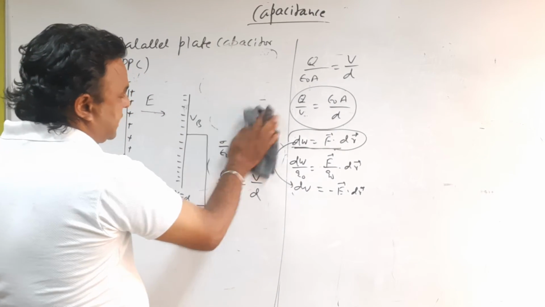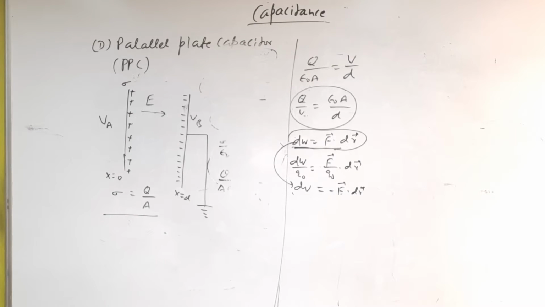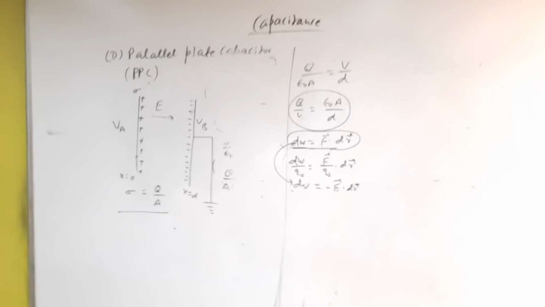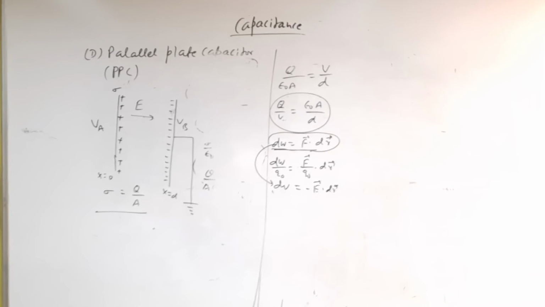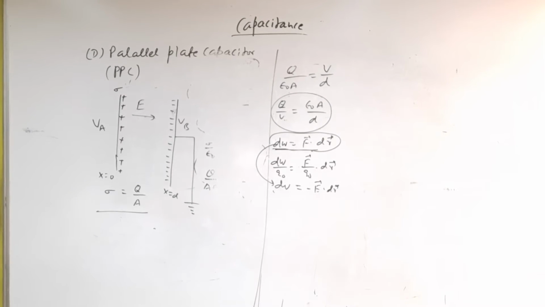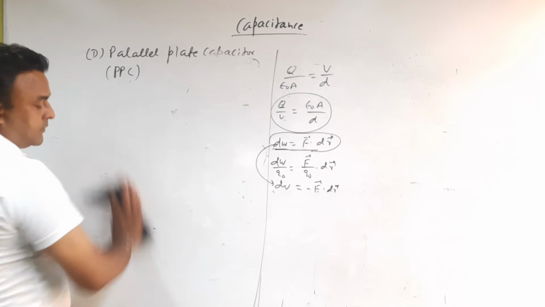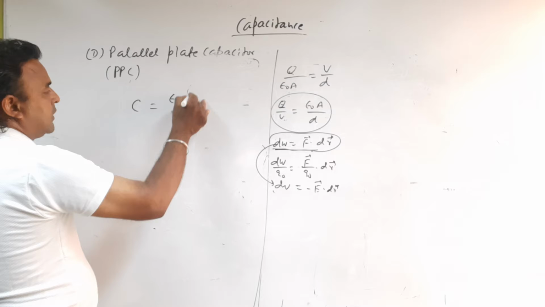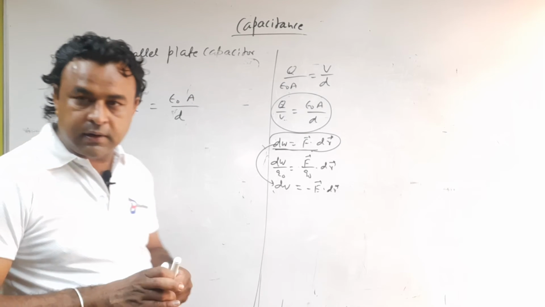So the formula for the capacitance due to a parallel plate capacitor is C is equal to epsilon naught A by D, right?